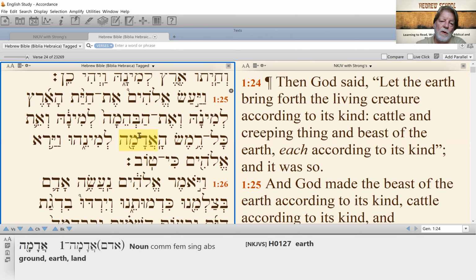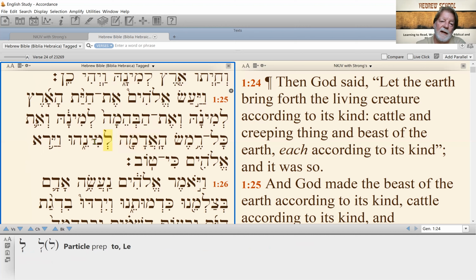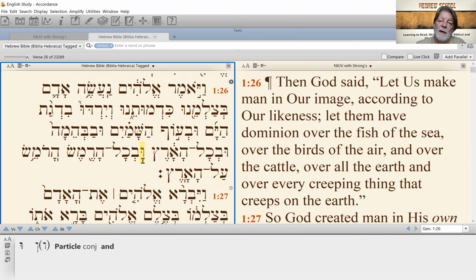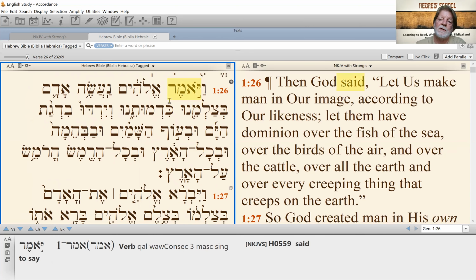Adam is the Hebrew word for red. It means red, but Adam is also the Hebrew word for man. So man was made from the dirt, from the ground. So the first man, I guess God called him Adam, which is literally dirt man, man made from the dirt. Leminehu, according to their kind, vayar, and saw Elohim, God, ki tov, that it was good. And then God said, verse 26 is going to talk about the creation of mankind.